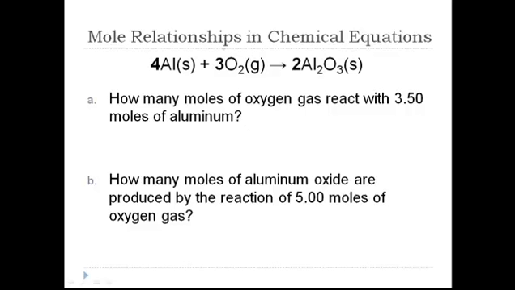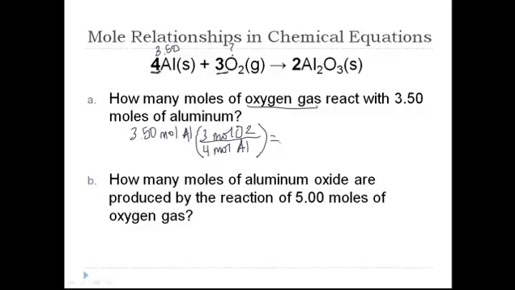So I'm going to make a little annotation on the equation so I can keep all of this straight. How many moles of oxygen gas? I'm going to make a question mark because I don't know. React with 3.50 moles of aluminum. So we're going to write down what they give us. We're going to make a fraction. I don't want aluminum anymore, so aluminum's coefficient goes down here, but I do want moles of oxygen gas. So the coefficient for oxygen goes up on top.